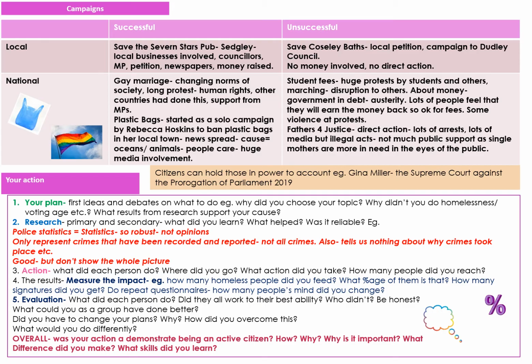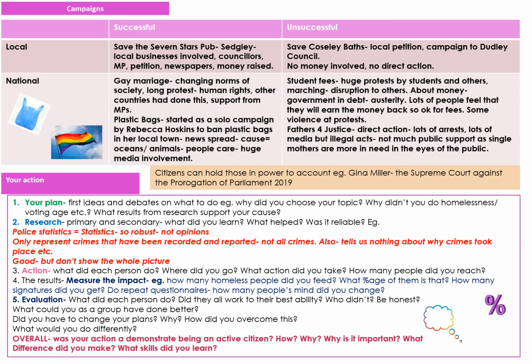Now we move on to your action, and 24 of the 40 marks are for your action. It's broken down into 5 sections, and you need to know each of your sections inside out. The first bit is your plan. What were your first ideas on what you were going to do and why? Why did you choose homelessness? Why was that such an important issue? And compare it to the other issues that you thought about. Why was your issue more important?